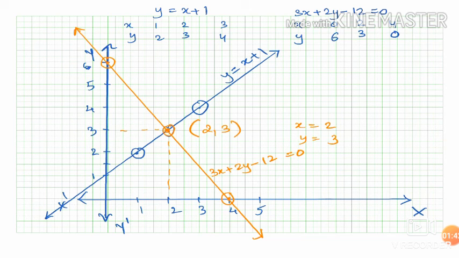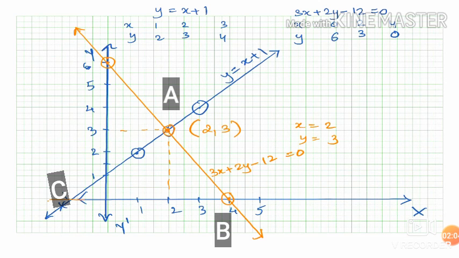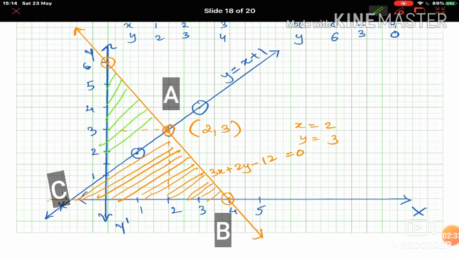Now the second part of the question is asking to shade the triangular region. The two lines and the x-axis form triangle ACB. So triangle ACB is the required triangle to be shaded. If in case the question asks you to shade the triangle formed by two lines with the y-axis, then the green triangle is the required triangle.